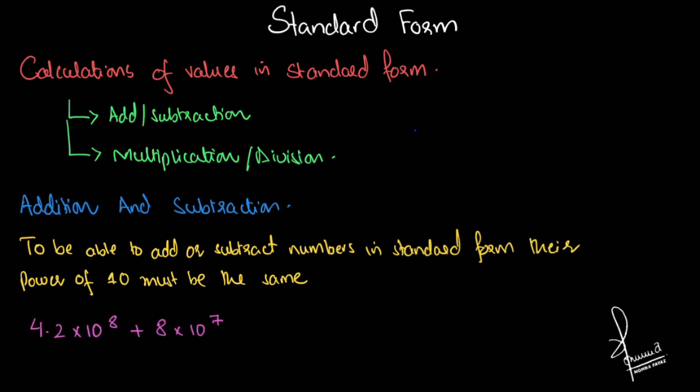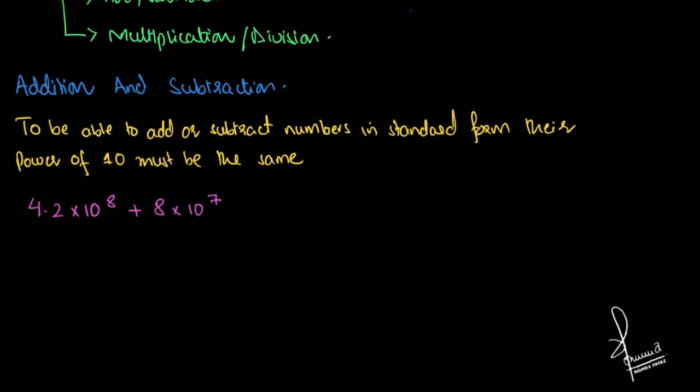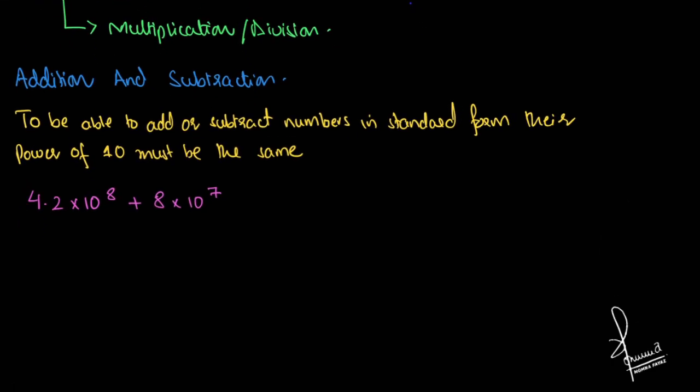Let's say you want to do 4.2 into 10 raised to power 8 plus 8 into 10 raised to power 7 and you want to do this calculation. ये आप कैसे करोगे? सबसे पहला स्टेप यही है कि आप दोनों नंबर्स को सेम पावर ऑफ 10 पे लाओ. दोनों नंबर्स को सेम पावर ऑफ 10 पे आप कैसे लेके आओगे? So 4.2 into 10 raised to power 8, 8 into 10 raised to power 7.